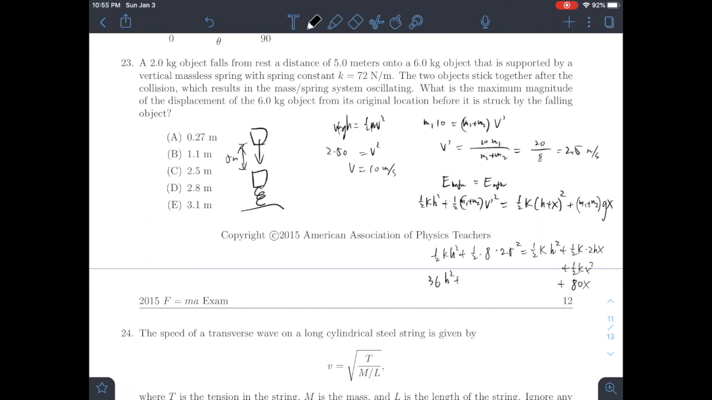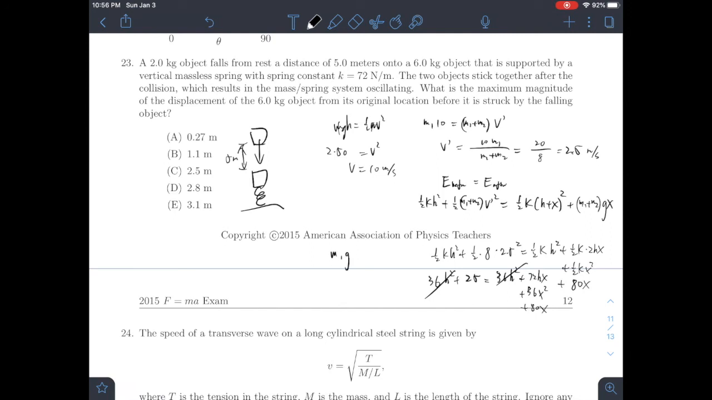Then we can plug in the value. We have 1/2 k is equal to 36, so 36h squared plus 1/2 times 8 times 2.5 squared, which is equal to 4 times 2.5 squared, which is 25, and that is equal to 1/2 k again, 36 times h squared, plus 1/2 and 2 cancel out, khx, which is 72hx, plus 1/2 kx squared, which is 36x squared, plus 80x. Then we can cancel out 36h squared.